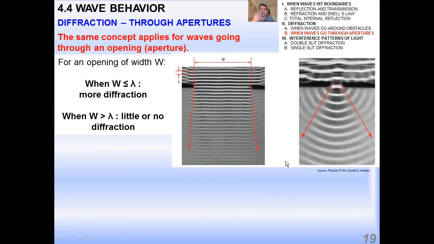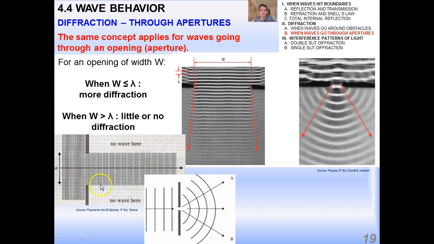So as I said before, the same concept applies for waves going through openings, or what we refer to in physics as an aperture. Okay, so in this case, W refers to the width of the opening. When the width is on the order of the wavelength, there's more diffraction, which is in the right-hand picture here. When the width is much greater than the wavelength, there's little or no diffraction in the left-hand picture right here. So again, no wave here.